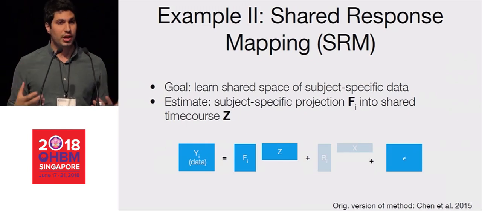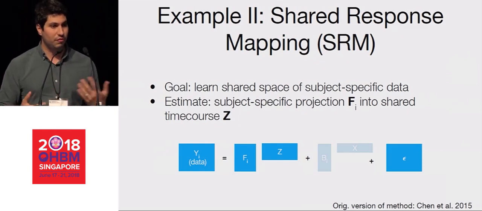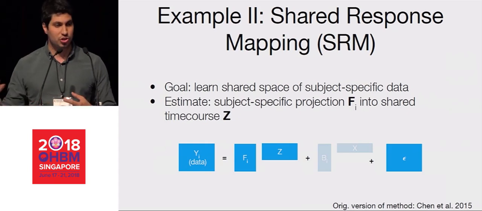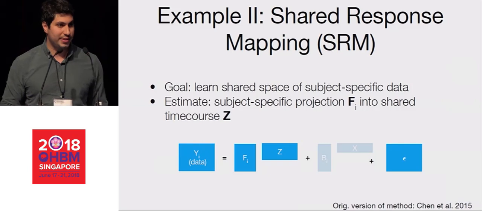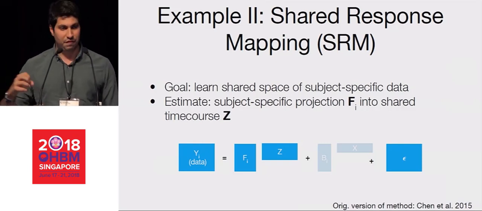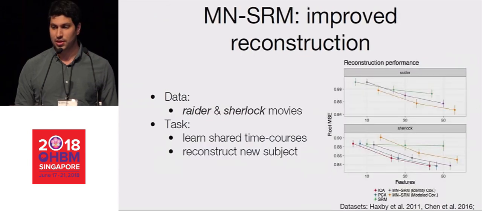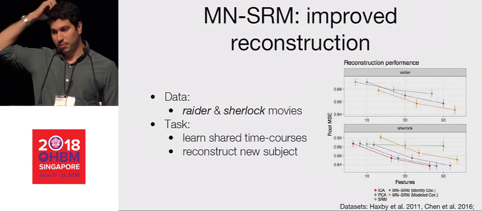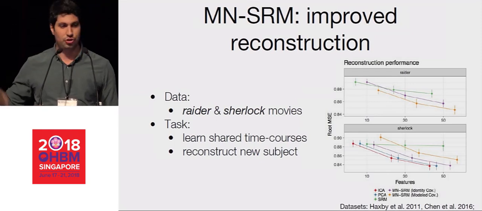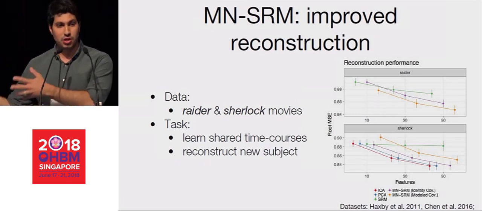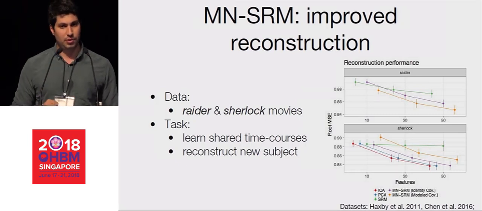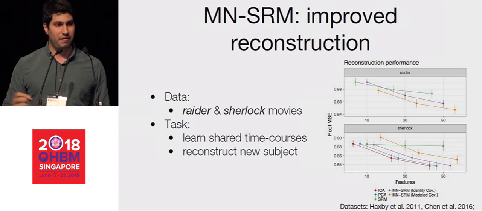And so we can again utilize the properties of Gaussian distributions to marginalize over some of the variables. For example, we can marginalize over the spatial maps, learn one single time course for all subjects, and then go back and regress out the original F matrices, these spatial maps. We've tested this on a number of data sets, both the Radar and Sherlock movies, looking at whether we can learn this model using our regression technique on a number of subjects, and then predict the activity of held out subjects.